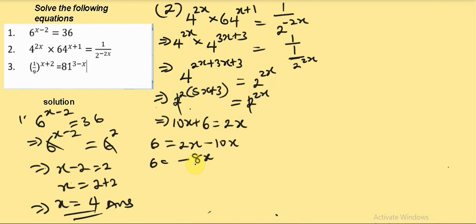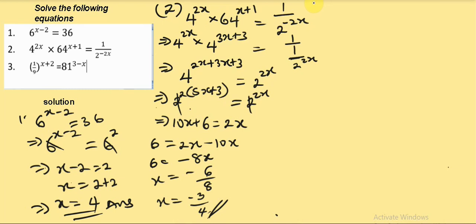So for me to get the value of x, I'm going to divide across with minus 8. That is going to be x is equal to minus 6 over minus 8. That is minus 6 over 8. It's the same. So x is equal to, if I reduce this with 2, 2 divided into this is going to give me 3, 2 divided into this is going to give me 4. So the answer is x is equal to minus 3 over 4.